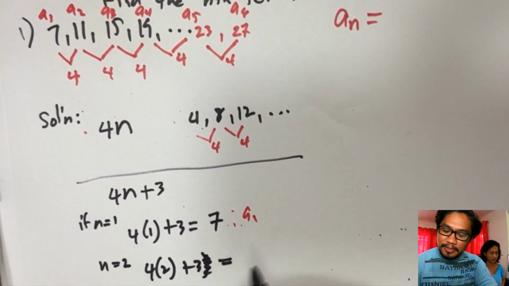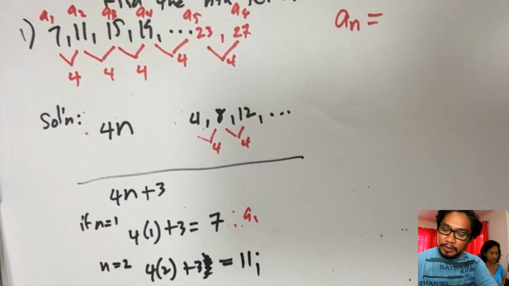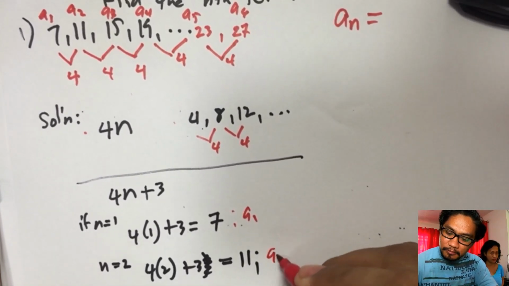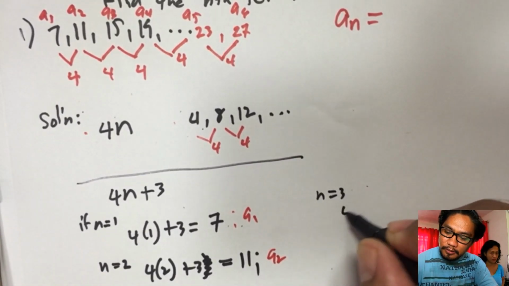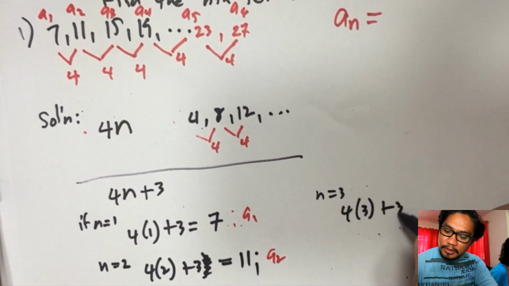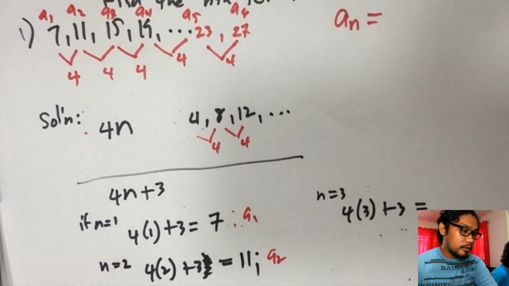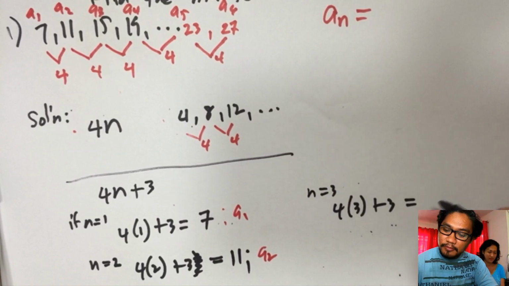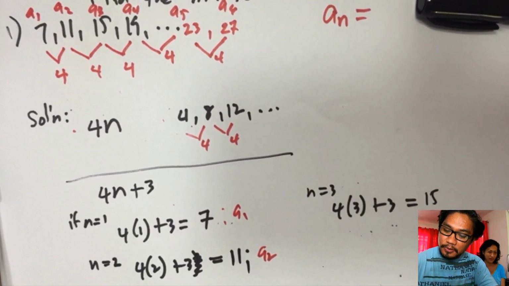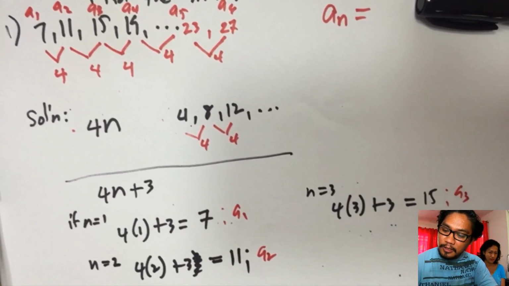4 times 2 is 8 plus 3, 11. And there you go, you now obtain your second term. And if n is equal to 3, 4 times 3 plus 3, and you get 15. And that is your a sub 3.